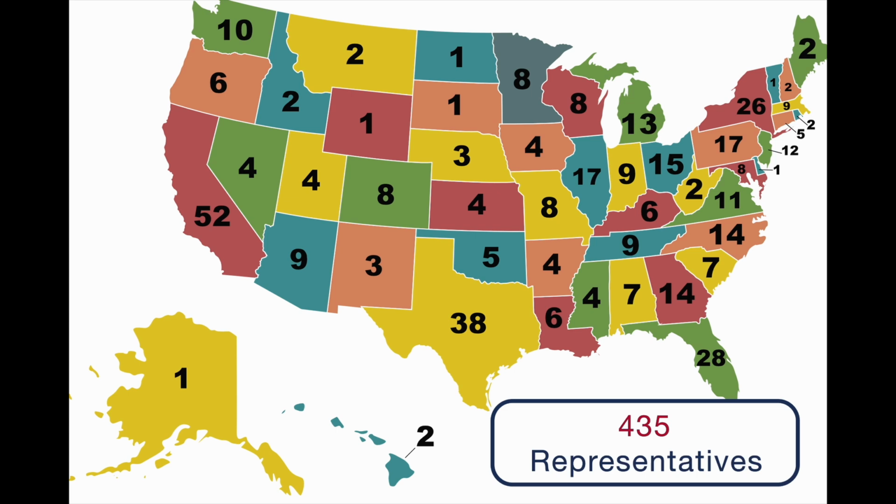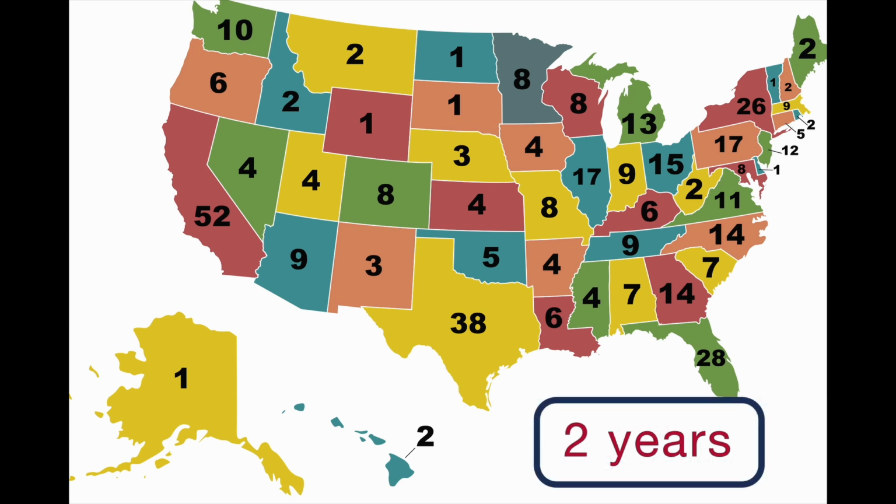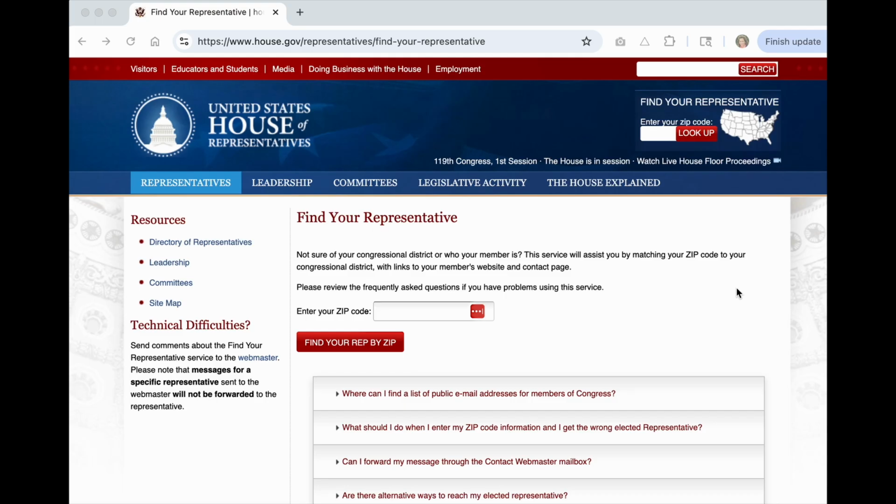A state representative represents part of a state for 2 years. These parts of a state that a representative represents are called districts. To find your state representative, you can go to this website. The link is in the description.